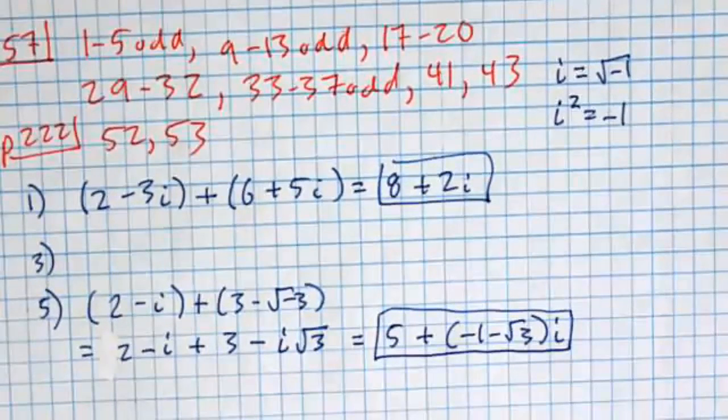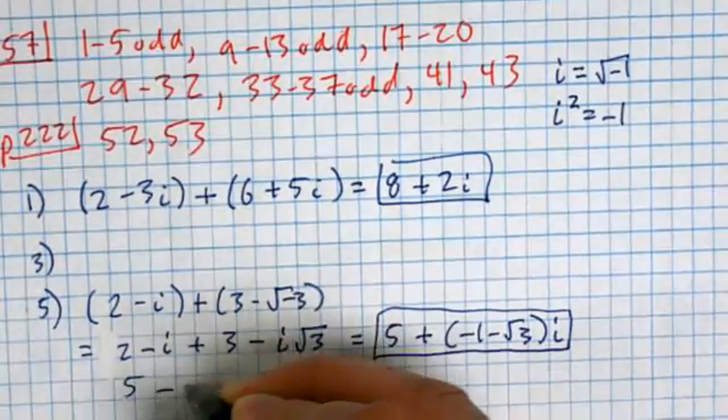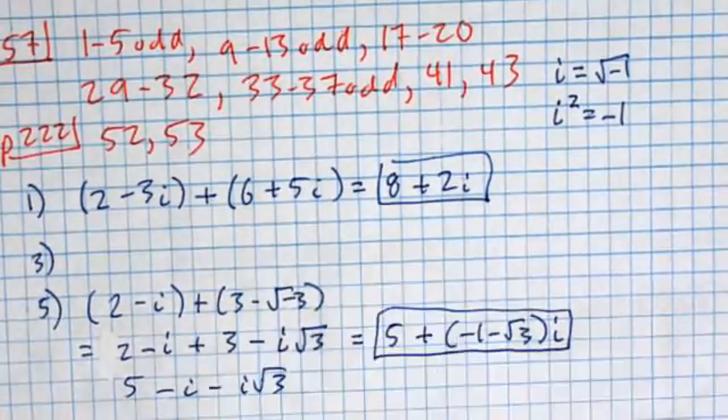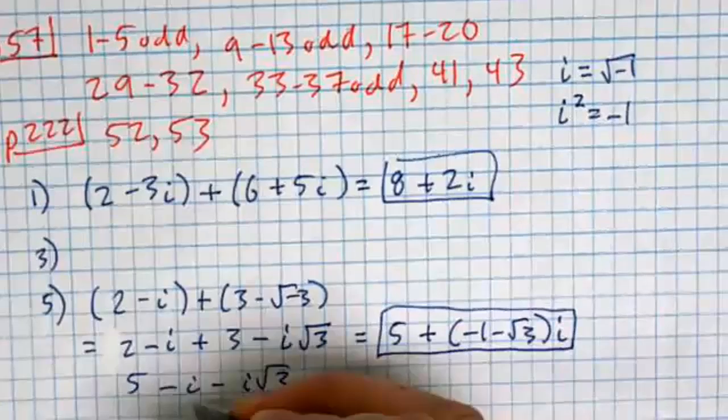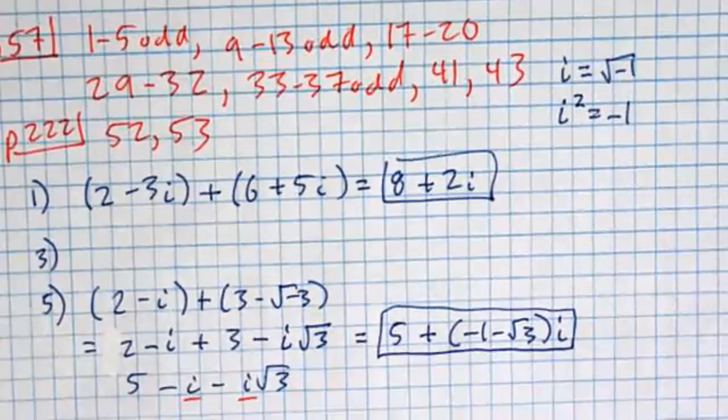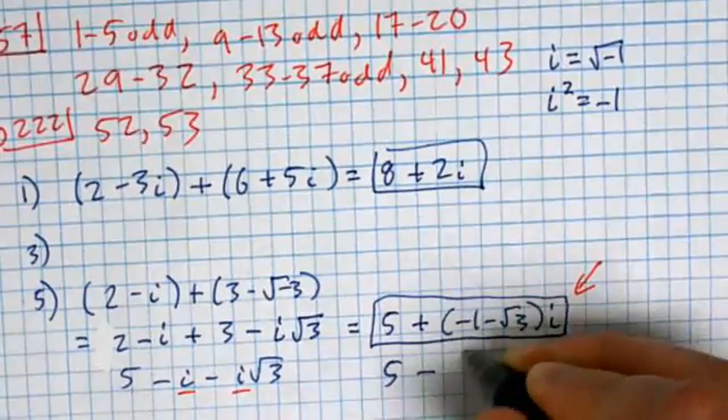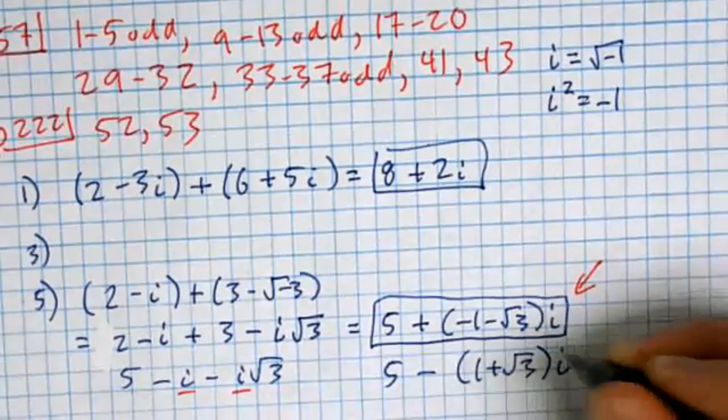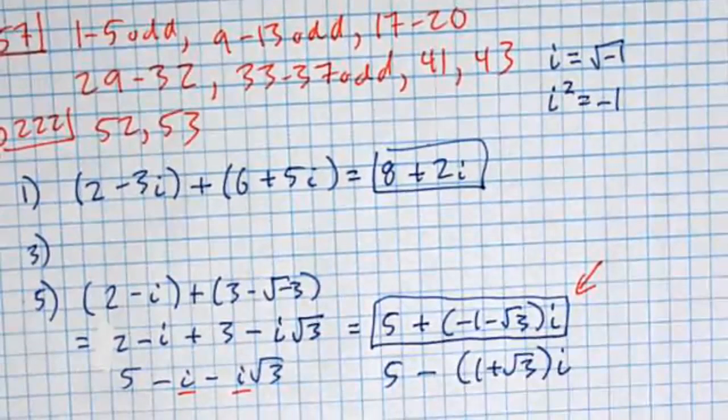So when they say standard form, they want something plus or minus something times i. So since I had 2 terms with i's in them, my intermediate step might be 5 minus i minus i radical 3. Since I have 2 terms with i's in them, I took the i's and I factored them out. So technically we would want the i with a factor of -1 minus √3. Another perfectly fine way to write this would be 5 minus 1 plus √3 in the quantity times i. So those would be fine answers for number 5.